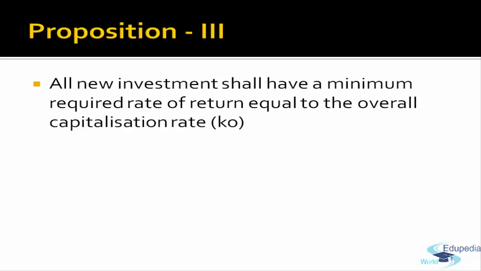In simpler terms, these three propositions have the following effects. Proposition 1. The total market value of a company is independent of the level of debt in its capital structure. Proposition 2. As leverage, or you can say use of debt, increases, the equity cost of capital of a levered company will also rise in order to offset the advantage accruing from the lower cost of debt. So KO will be constant at every level. And proposition 3 relates to the cutoff rate, which is equal to the overall capitalization rate of the company. So all new investments should at least earn a minimum required rate of return equal to the KO.